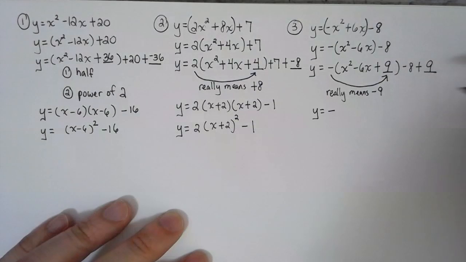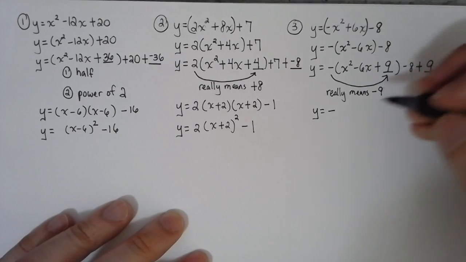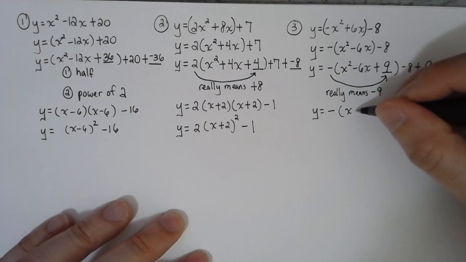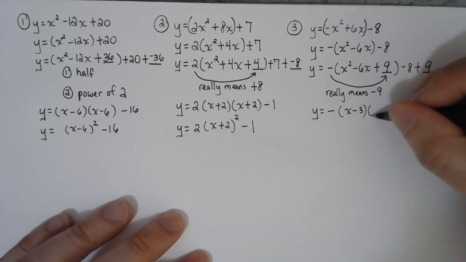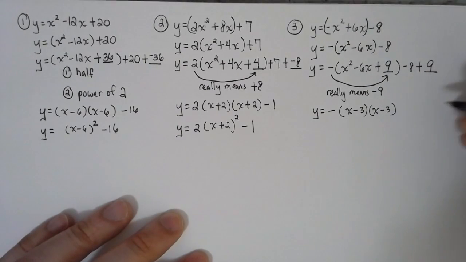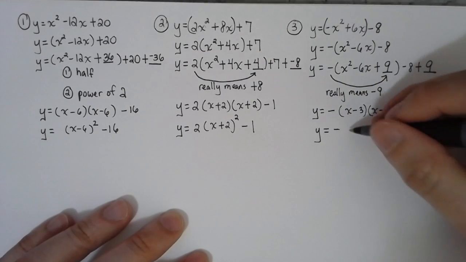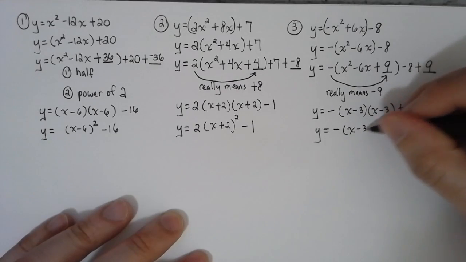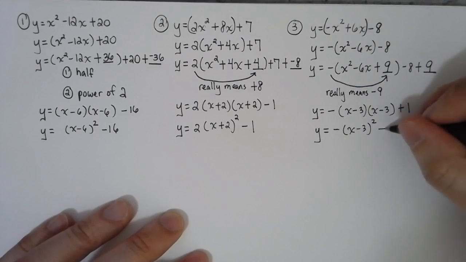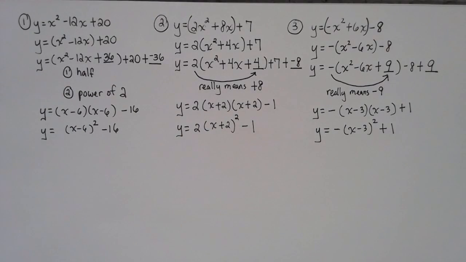And we are left with negative, and inside the parentheses should be able to be factored at this point. x minus 3 times another x minus 3, and these two can be combined to a positive 1. And this can be written simpler by saying x minus 3 squared, and we now have completed the square and rewritten this equation to vertex form.